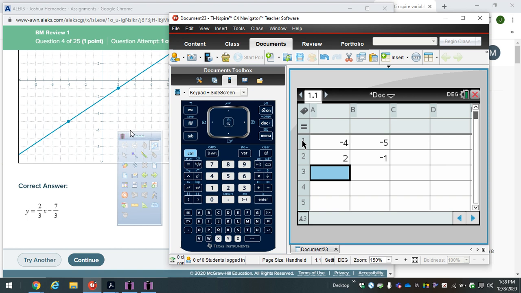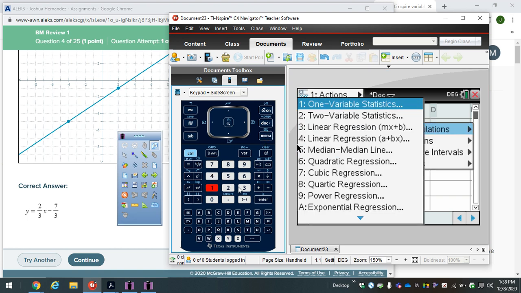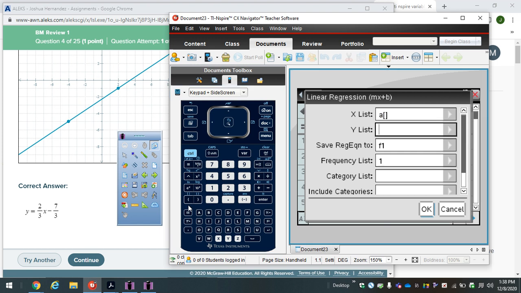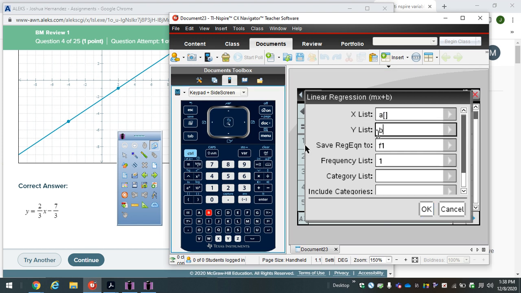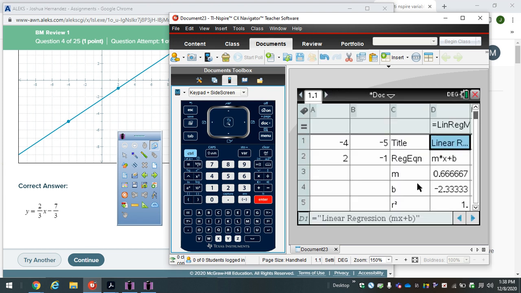Negative 4, negative 5. Come here to menu. 4, 1, 3. B here. Remember, A has to be here. B has to be here. Enter, enter. There it is. I already know that one is a 2/3. You should know that already.